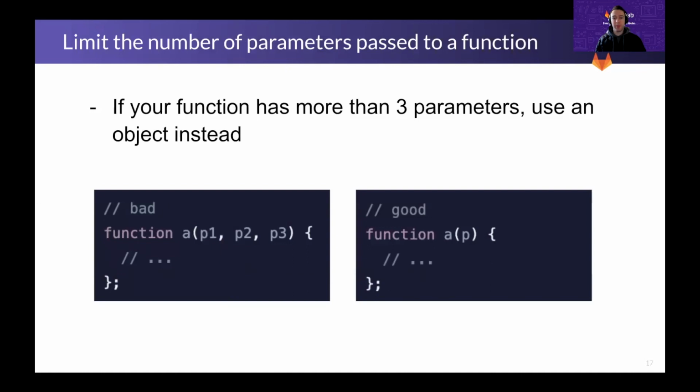Limit the number of parameters passed to a function. If your function has more than 3 parameters, use an object instead. This is specifically useful when you pass in multiple parameters to a function and you don't necessarily want to consider the order, and you might potentially not be passing some of the parameters through.